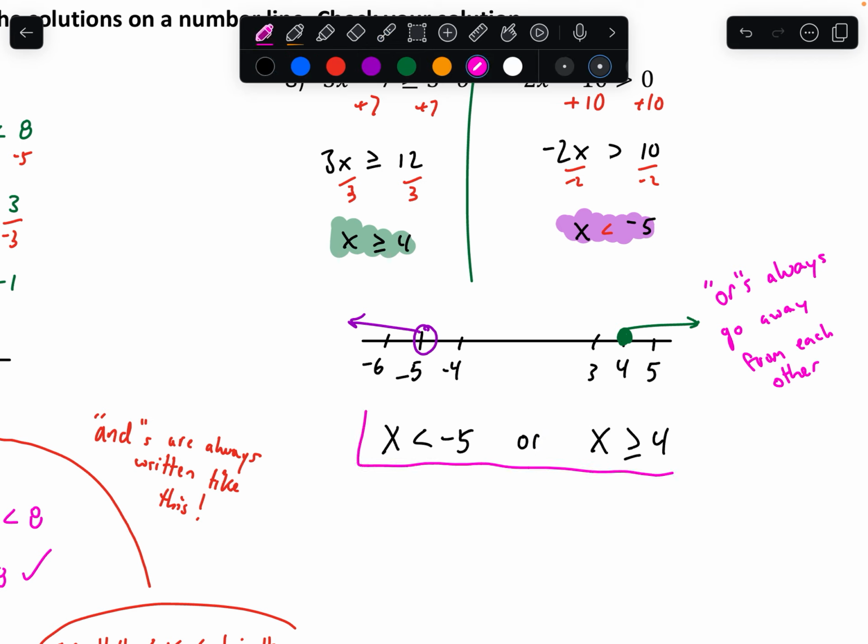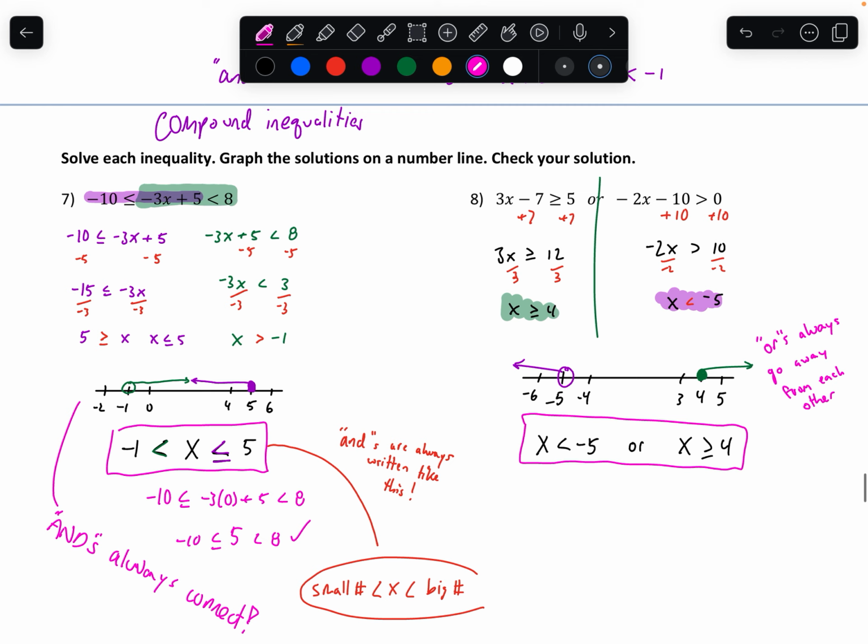And checking these, you would end up just checking both of them. It's not something you guys really need to worry about doing. But you would plug in a number and see that it works. Plug in like -6, and you would see that it works in this one, but it wouldn't work here. And then you would plug in a number like 5, and you'd see that it would work in this one, but it wouldn't work here. That's the whole OR business.